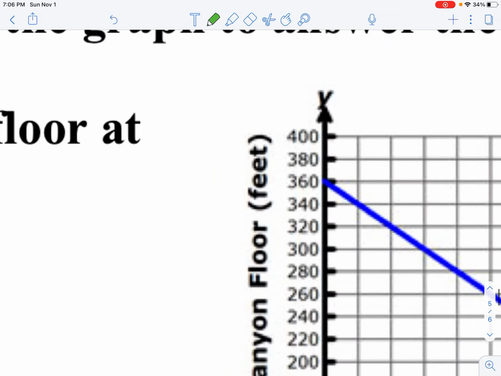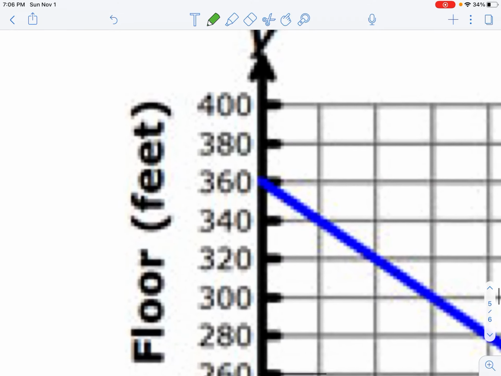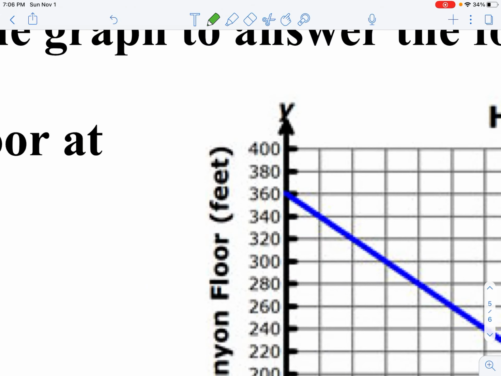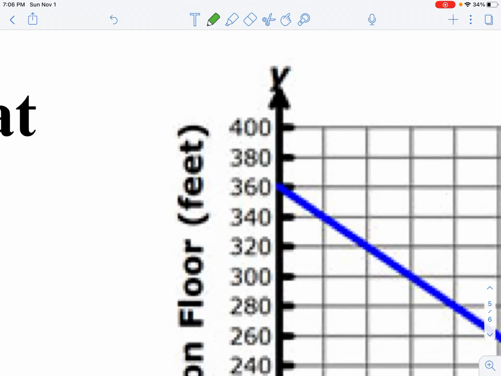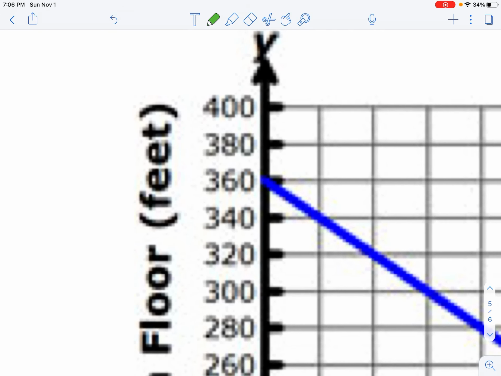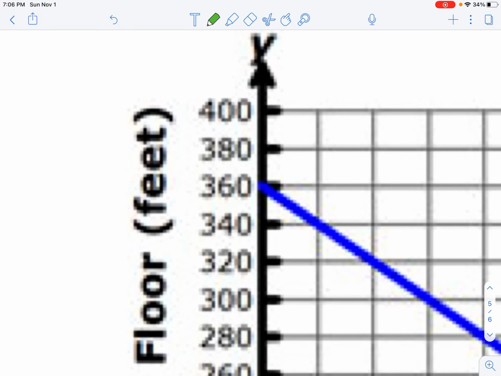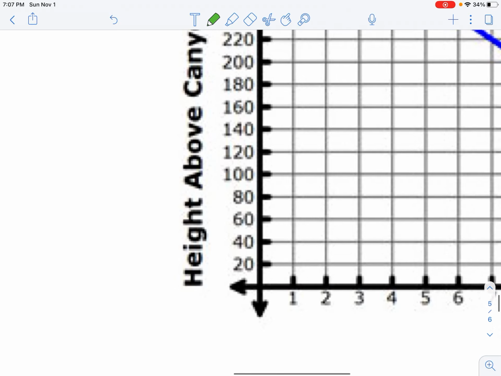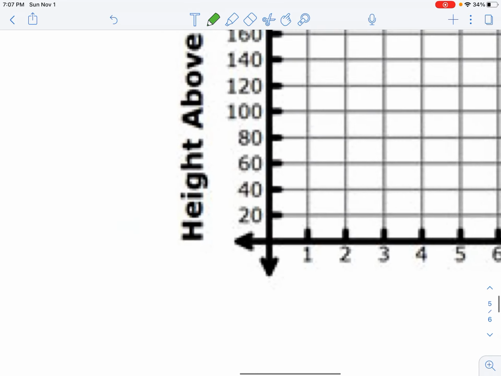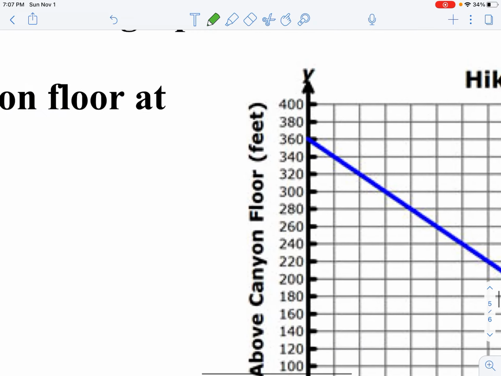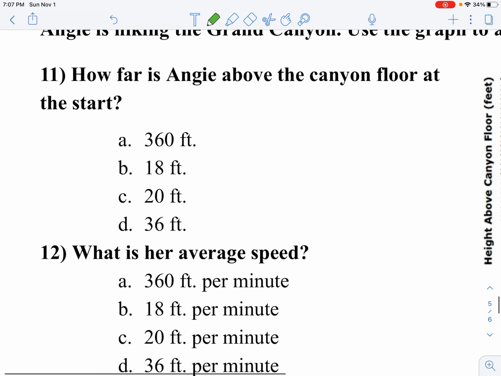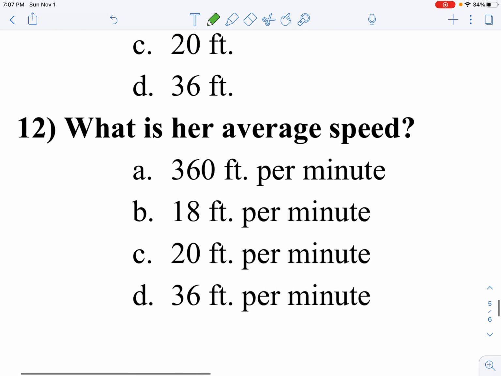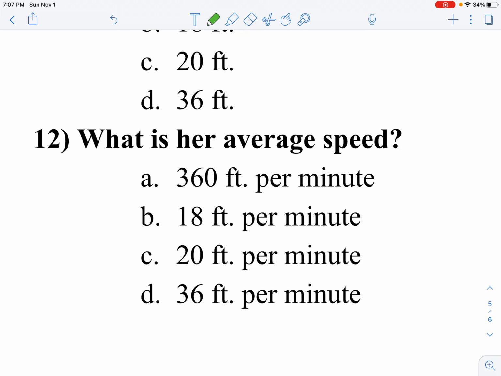And then it says, what is her average speed? Well, as you can see, like one box here, so it's going down 20 on the left-hand side, right? So those, if you look at those increments from 360 to 340, it's going down 20, and then it's only going over one box, whereas that one box is a 1. So it's going down 20 and over 1. So she's going down at 20 feet per minute is the final answer on this one.